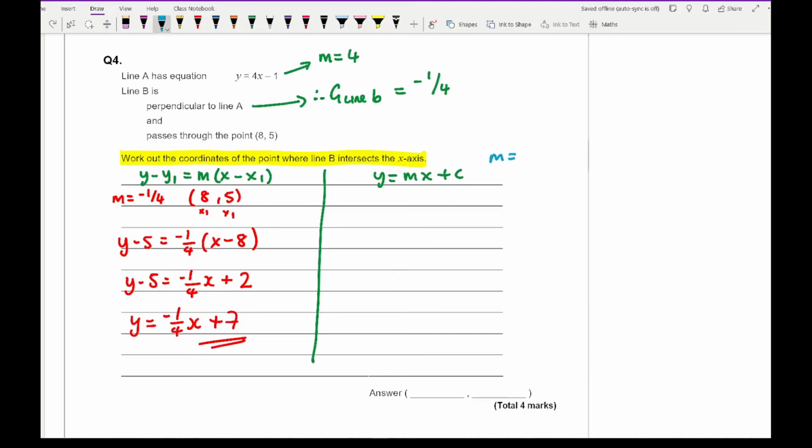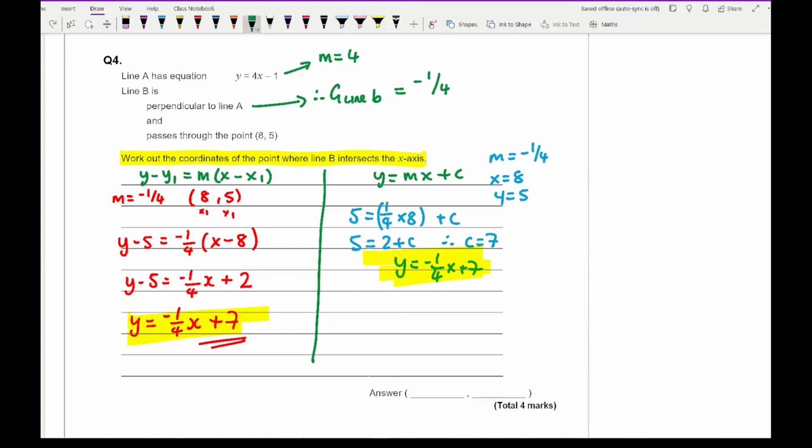So here m equals minus a quarter, x equals 8 and y equals 5. So I've got 5 equals a quarter times 8 plus c, which gives 5 equals 2 plus c, so c equals 7, so y equals minus a quarter x plus 7. As you can see, either method gives me the equation of the line.